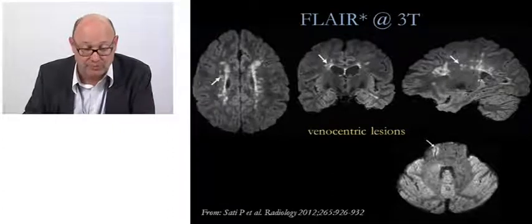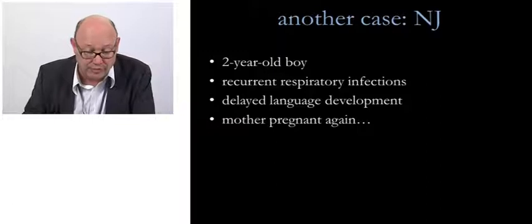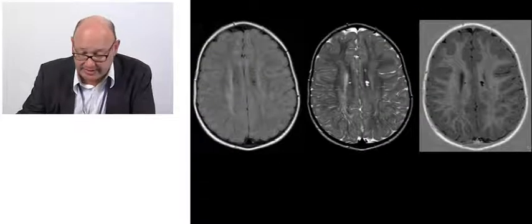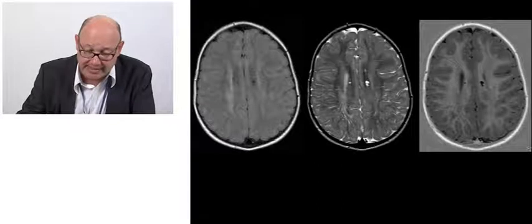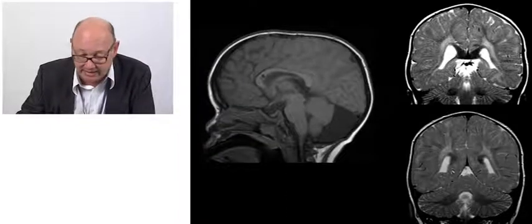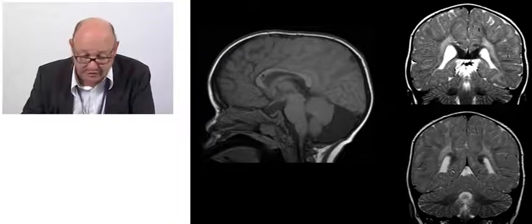Let's take a look at another patient, a 2-year-old boy. He had recurrent respiratory infections, delayed language development, and the mother is pregnant again. And because of this, an MR examination was performed. This is a T2 weighted image where you nicely see the perivascular spaces that are enlarged, and we find some lesions that are centered in the corpus callosum. They have the signal intensity of cerebrospinal fluid on all the imaging sequences.